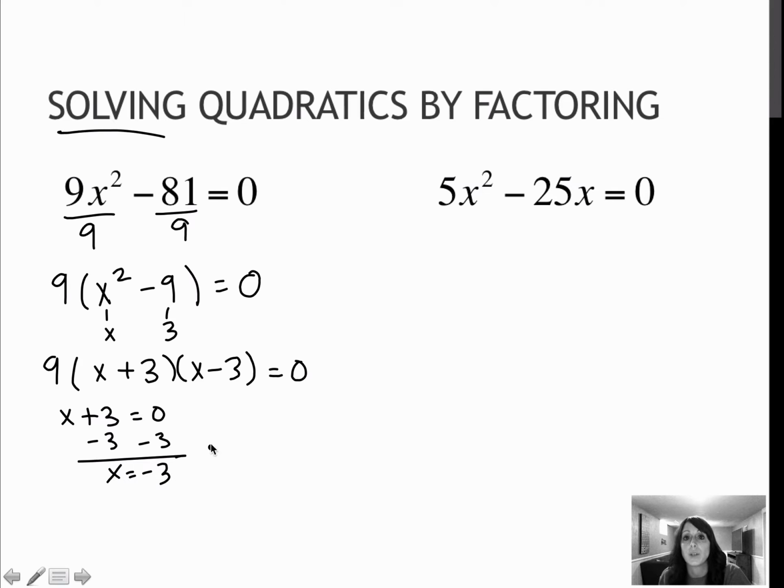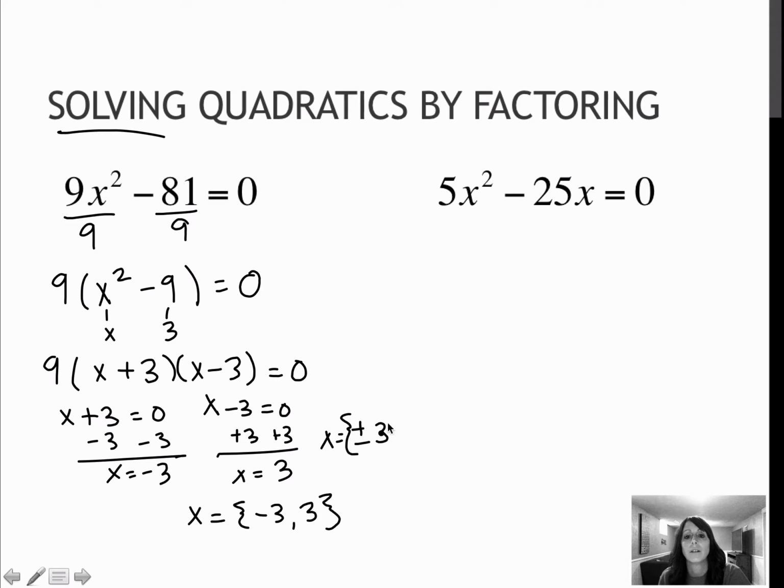And yes, feel free to do that work in your head. x minus 3 equals 0, and solve to get x equals +3. And typically I would write my solution as -3 and +3, or you might also see it written as x equals ±3. Either is correct.